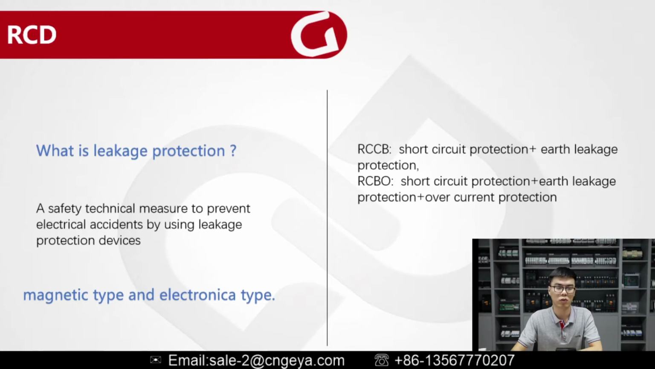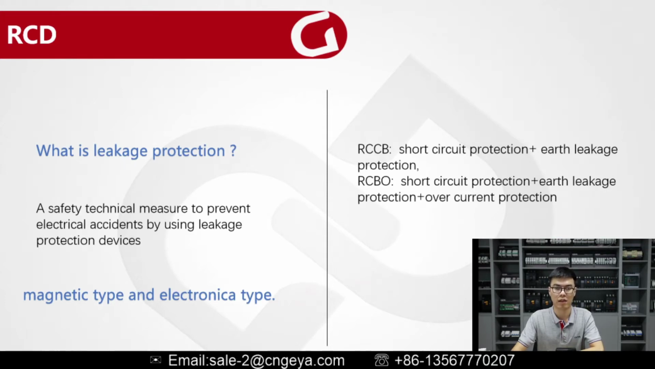In order to introduce the RCD product, you have to learn about what leakage protection is. Leakage protection is a safety technical measure to prevent electrical accidents by using leakage protection devices. These devices are our RCCB and RCBO products. And the RCCB and RCBO can also divide into two different working types. One is the magnetic type, and the other is the electronic type.